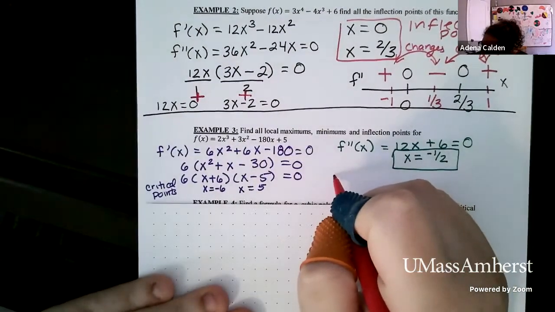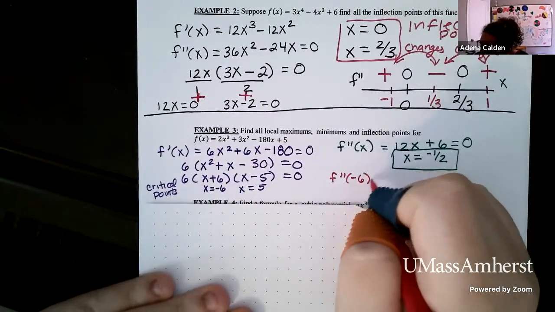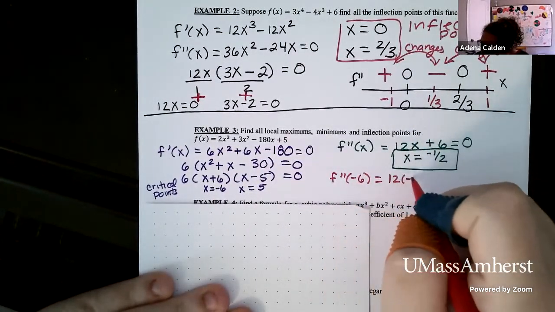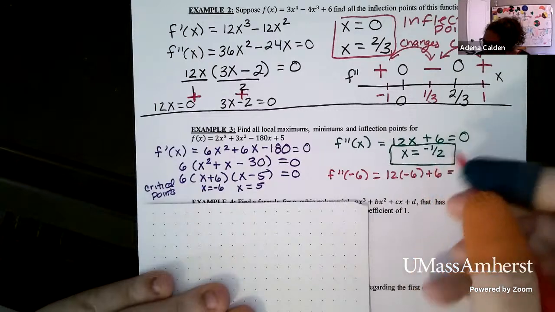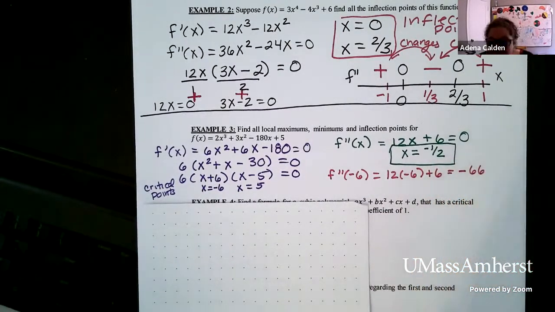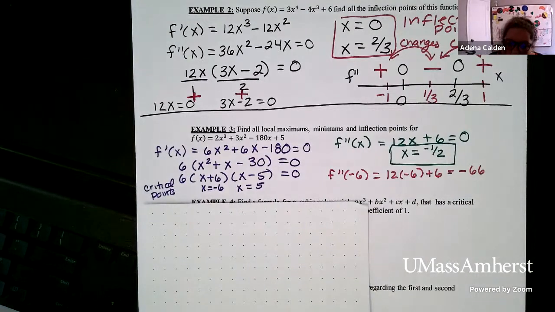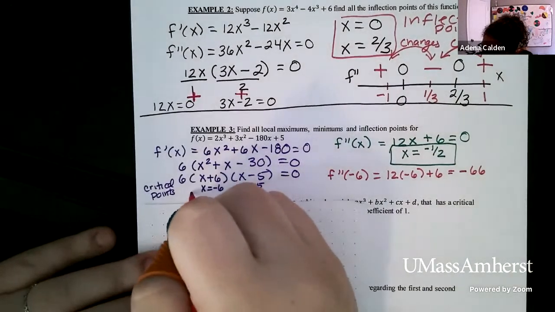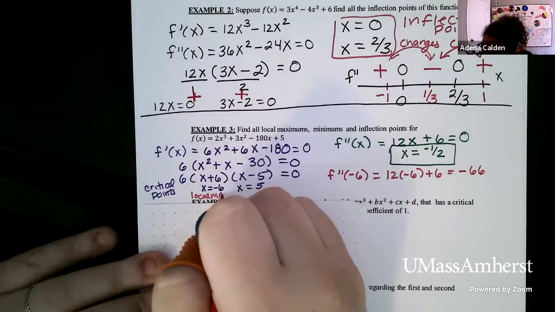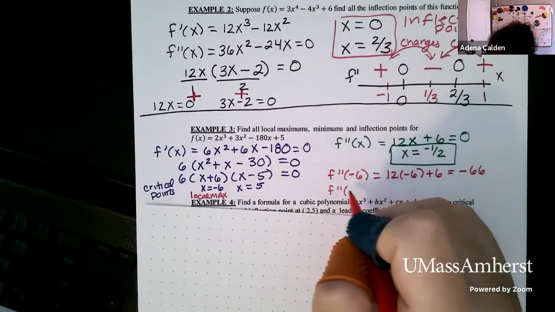Okay, so for the second derivative test, I need to plug in my critical point into the second derivative. Okay, so I have 12 times -6 plus 6, and that gives me -66. If your second derivative is negative at a critical point, that means the original function is concave down, which makes that critical point a local maximum. So x equals -6 is a local max.